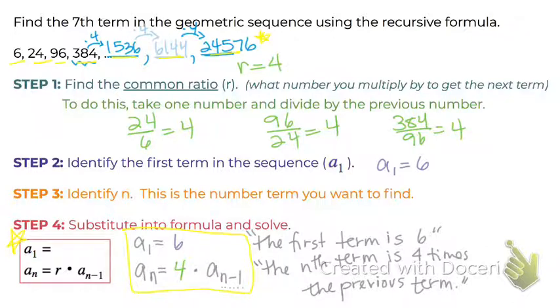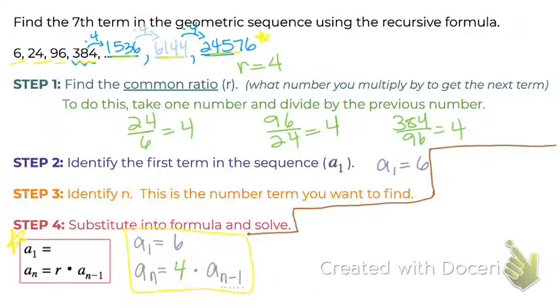If you want to actually substitute n in and use it that way, please continue watching this video and I will show you how to do that. In my mind, it makes it a little bit more complicated than it needs to be. So in step 3, we want to identify n. n is the number term we're being asked to find, so n equals 7.